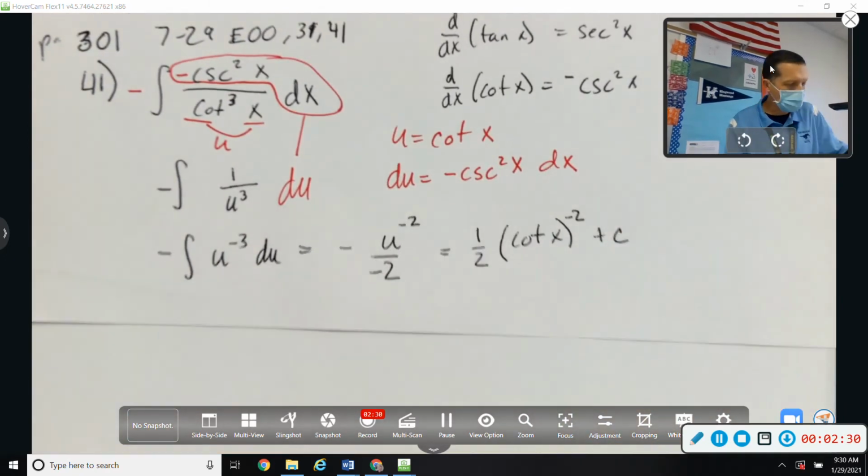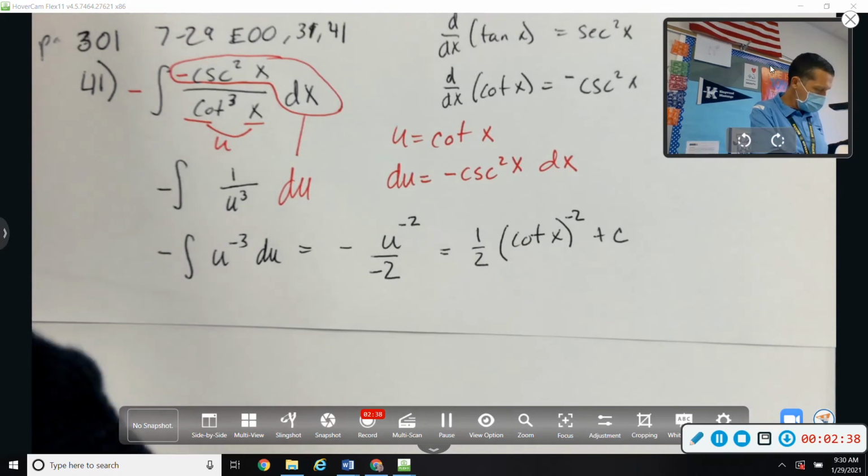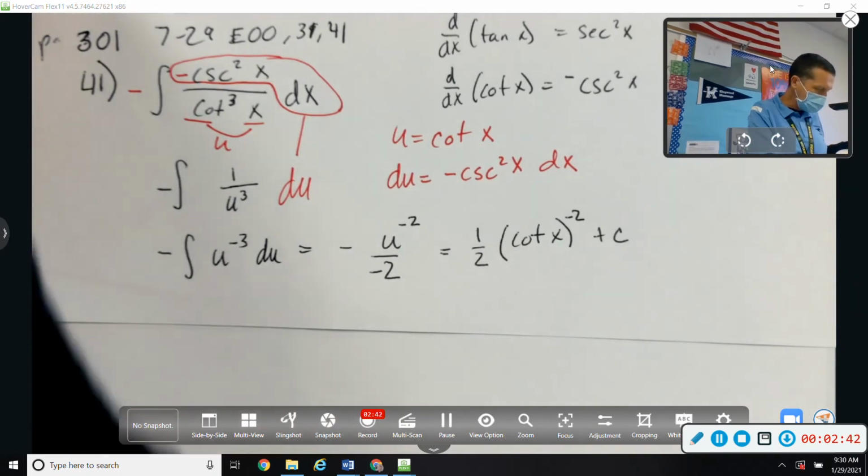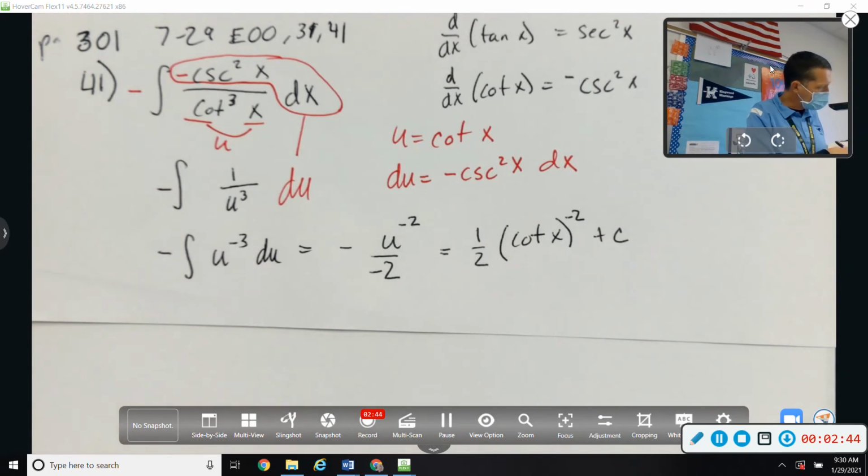I don't know what the back of the book has. But there's always trig stuff you can do to make your answers look different. Let's see what they did. That's a safe stop, what I've got, and it is where the book would stop. 301, 41. They have two different answers there.